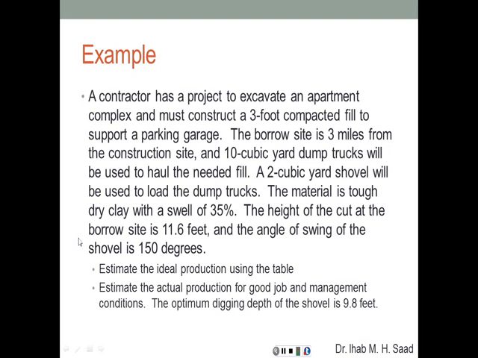The material is tough, dry clay with a swell of 35%. The height of the cut at the borrow site is 11.6 feet, and the angle of swing of the shovel is 150 degrees. That's quite large. Estimate the ideal production using the table, and estimate the actual production for good job and management conditions. The optimum digging depth of the shovel is 9.8 feet, and the actual depth of cut is going to be 11.6 feet.